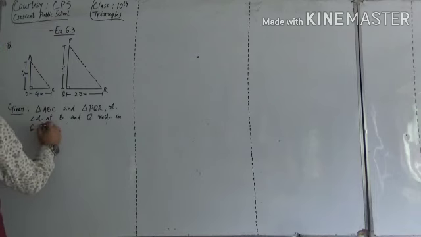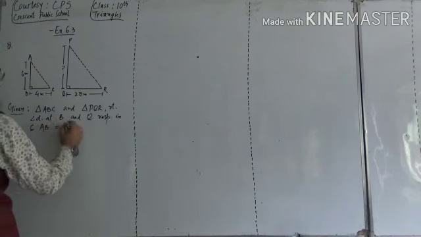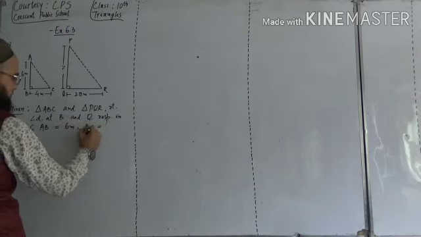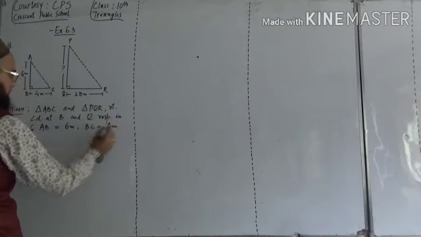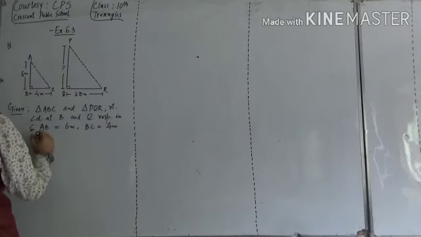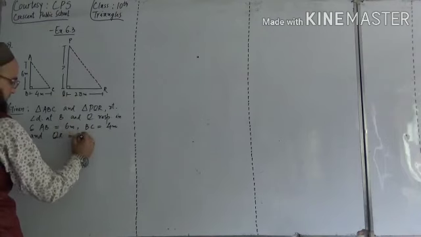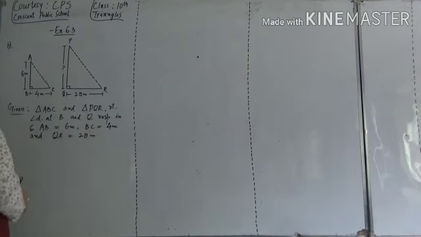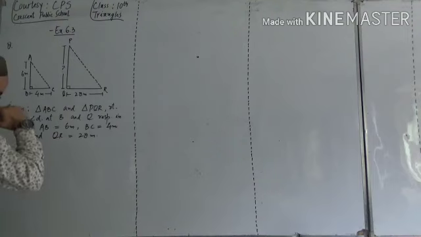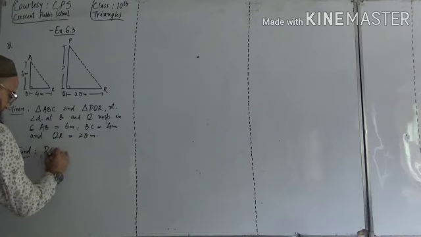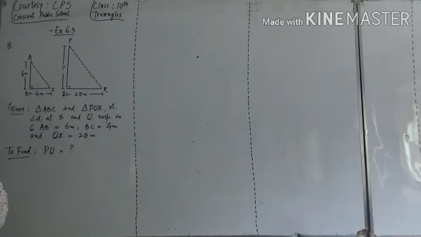AB is equal to 6 meters, BC is equal to 4 meters and QR is equal to 28 meters. This is given. To find, what you are going to find? Length of PQ. So PQ is what you are going to find.